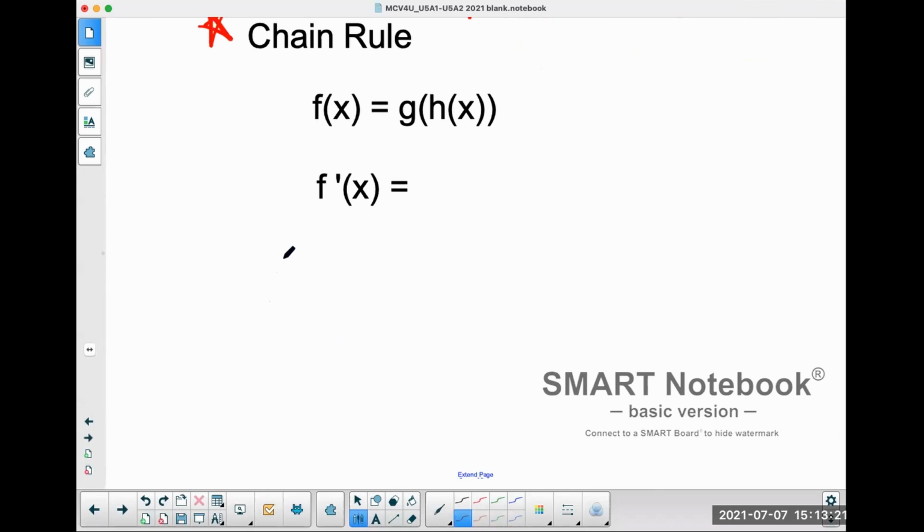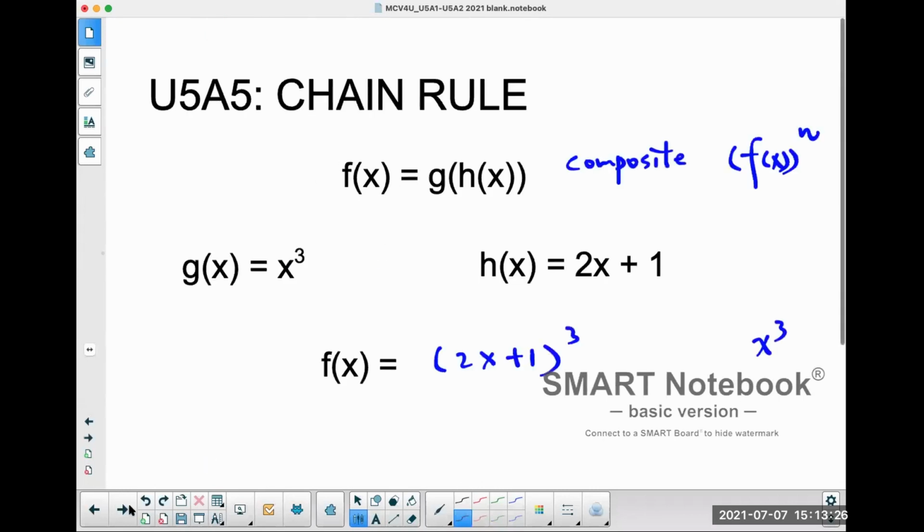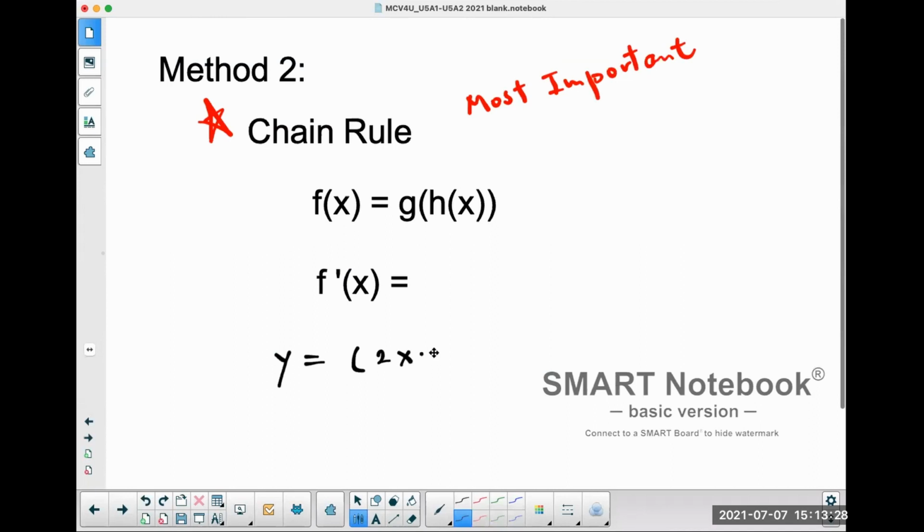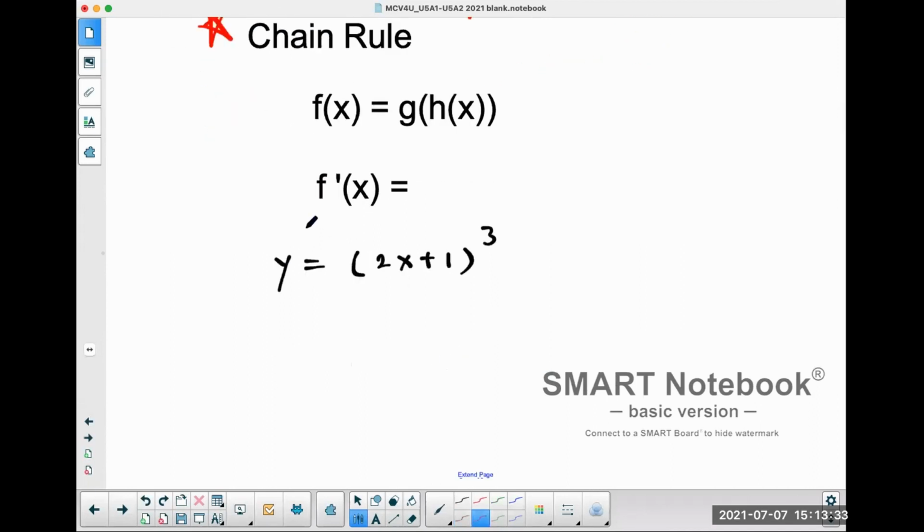What we had before was 2x plus 1 to the power of 3. This looks like a power rule. So it would make sense if I bring the 3 down, I copy down the function, and I do 3 minus 1, raised to the power of 2. So this would be a power rule. Bring down the 3, the function raised to the power of 2.